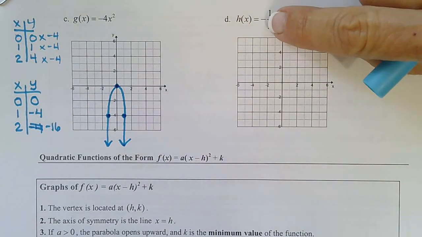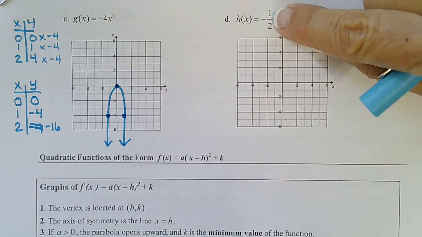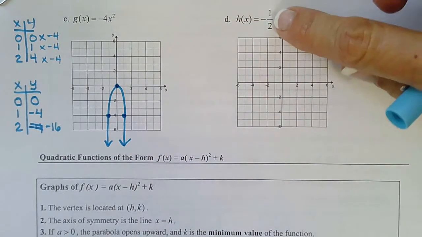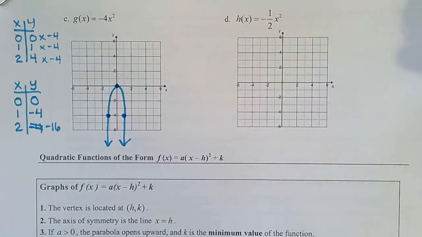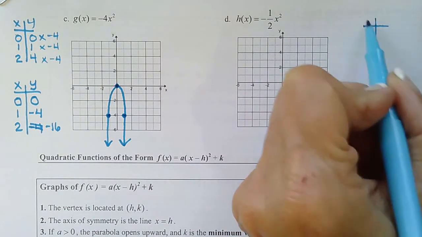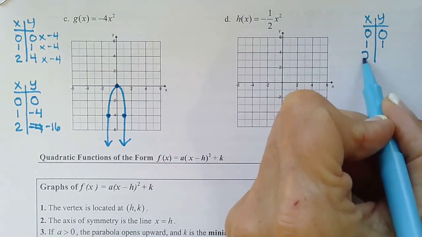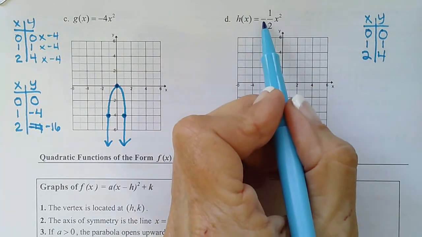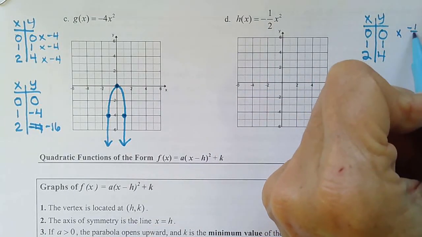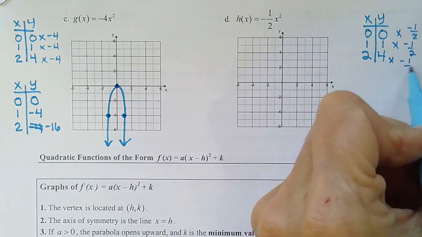Okay, so this one I can tell is going to be a reflection, which means flipped over, and it's going to be wider because I'm taking half of it. Multiplying by 4 quadruples it. Taking half of it cuts it in half, so it makes it go up more slowly. So the mother function, 0 squared is 0, 1 squared is 1, 2 squared is 4. So this one says multiply each number by -1/2. So times -1/2, times -1/2, times -1/2.